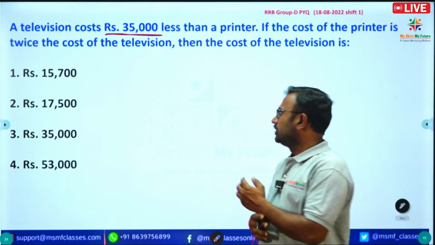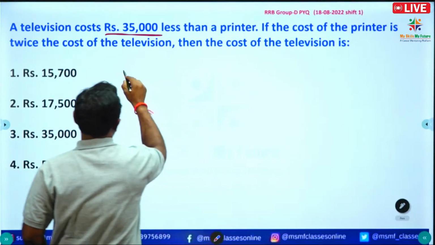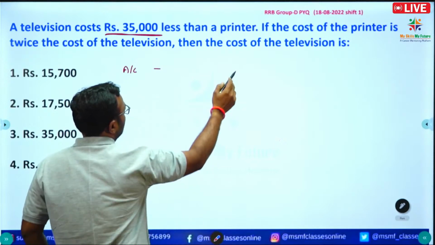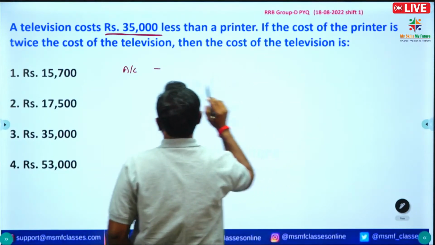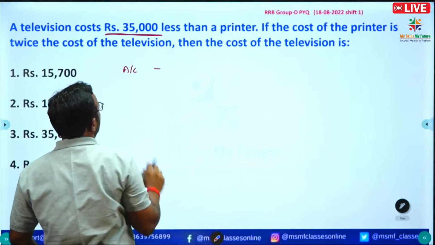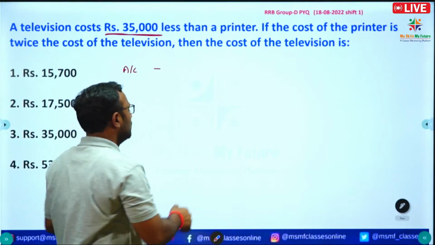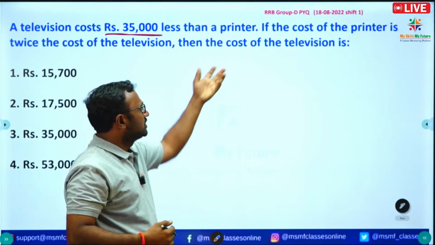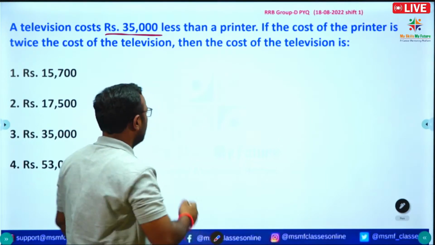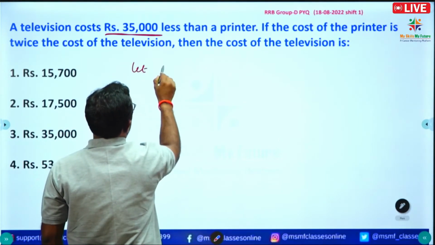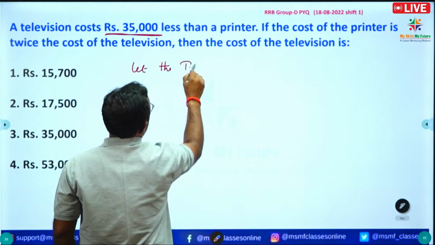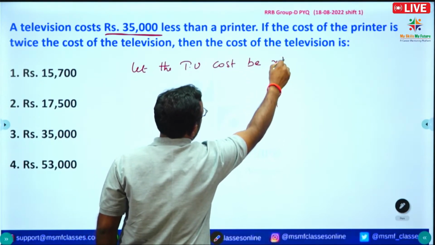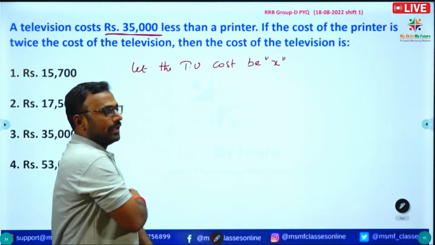So according to the question, the cost of the printer is twice the cost of the television. So what is the cost of the television? We don't know. So let us take the television cost to be X.